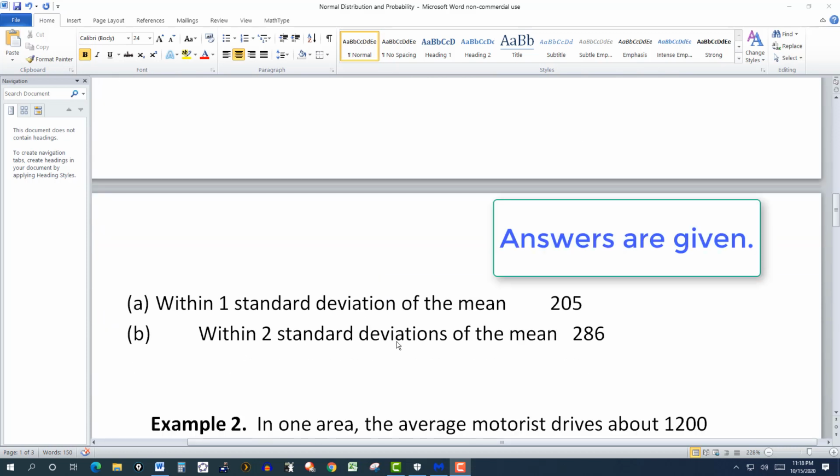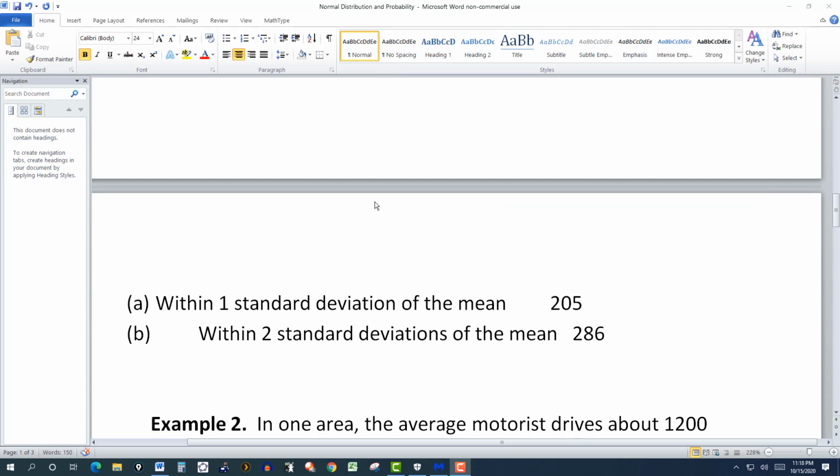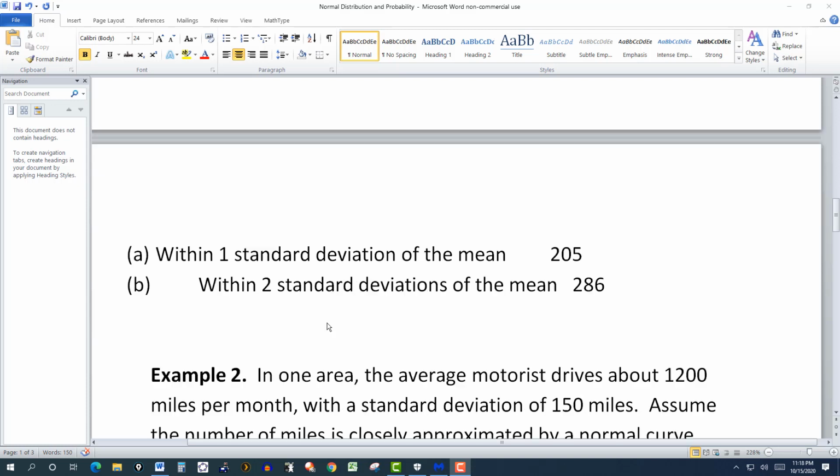And within 2 standard deviations of the mean. Again, you can use the graph, or you can use the calculator to find the percent. You want a number here, so once you get your percent, you simply multiply it by 300, and that'll give you the number of scores in the interval within 1 standard deviation of the mean. The same thing with part B.